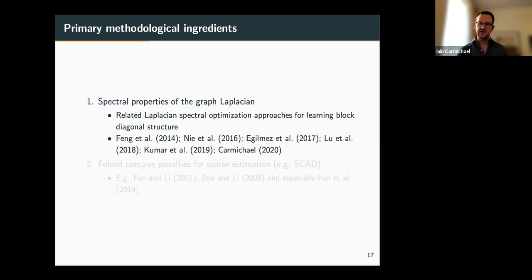And our theory doesn't literally apply to many of these papers, but it should be transferable with not too much work to several of them. And I should say, at least to my knowledge, there's like zero statistical theory for learning block diagonal structure in general. There are particular cases, particularly in covariance estimation, where there are some statistical guarantees, but definitely not for these Laplacian methods. And there's also typically fairly weak computational guarantees for these Laplacian optimization methods, like eventual convergence to a stationary point. So that's our first ingredient, the spectral properties of the graph Laplacian.